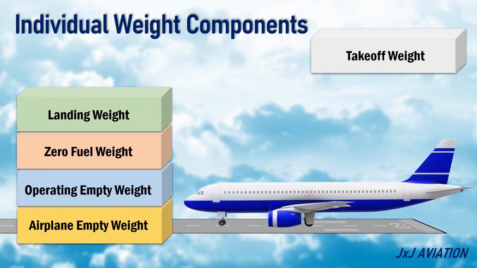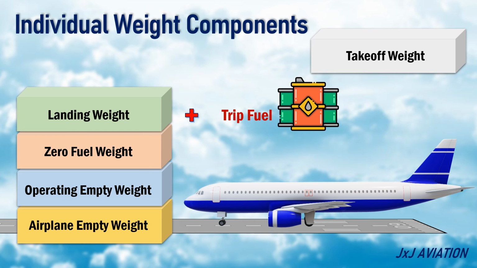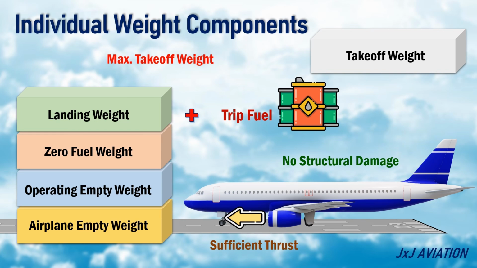Takeoff weight. If we add the trip fuel to the landing weight, we get the takeoff weight. Each aircraft has a specific maximum takeoff weight. Within this weight, the engines will be able to generate sufficient thrust for takeoff, and the takeoff will not result in damage to the aircraft structure.